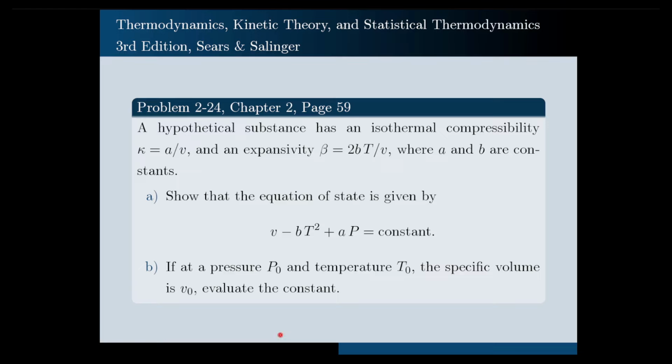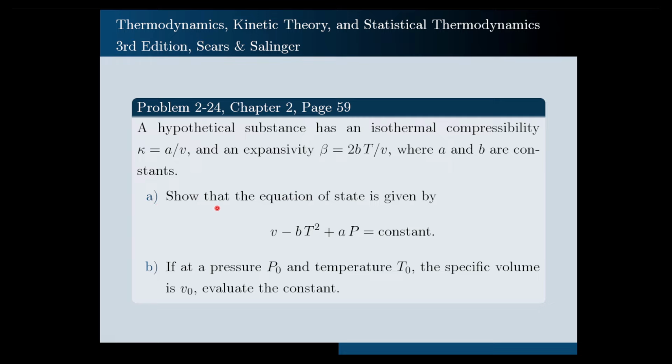Hello, in this video I'm going to solve the following problem for you. Let us read the problem together first. A hypothetical substance has an isothermal compressibility kappa equals A over V and an expansivity beta equals 2B times T over V, where A and B are constants. Of course, here T is the temperature and V is the molar volume.